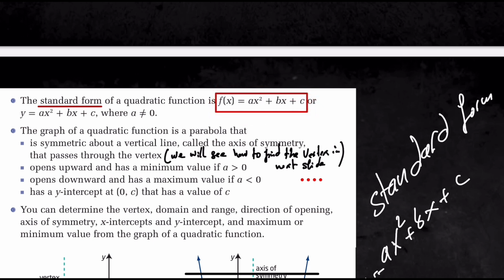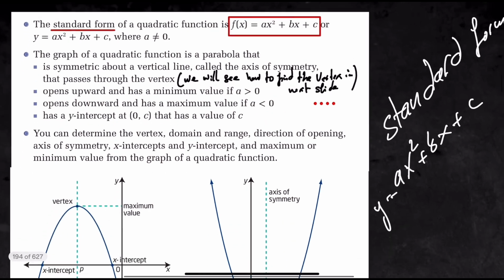You know it has a parabolic shape. You know your a: if it's positive, it will be looking up; if it's negative, it will be looking down. If a is between 0 and 1, your parabola will be widely open. If your a is greater than 1, your parabola will be smaller. However, you need to find your p and q so you can see your vertex, and that's what we will see in the next slide.